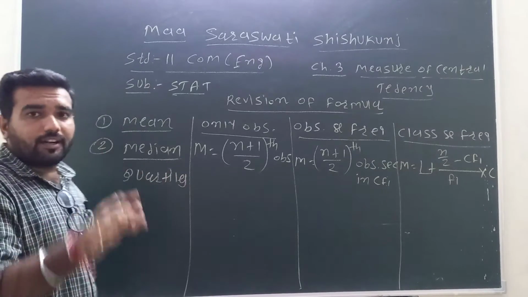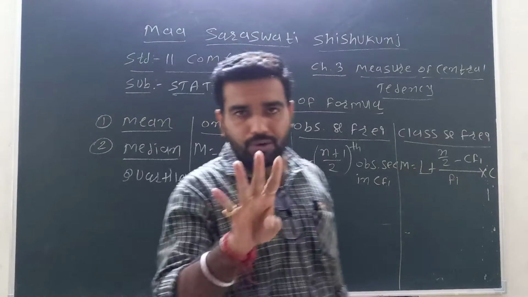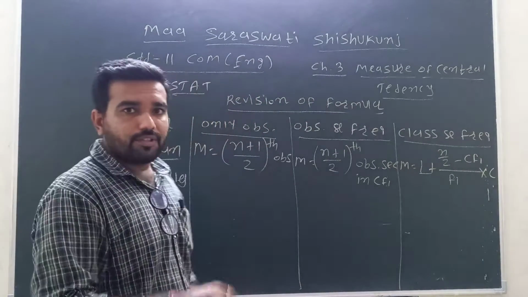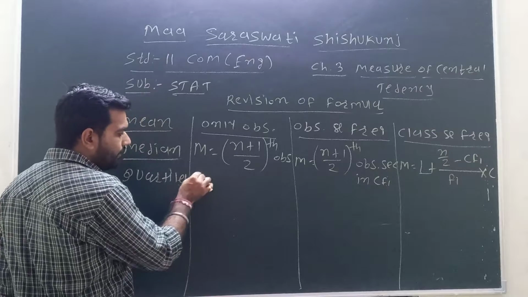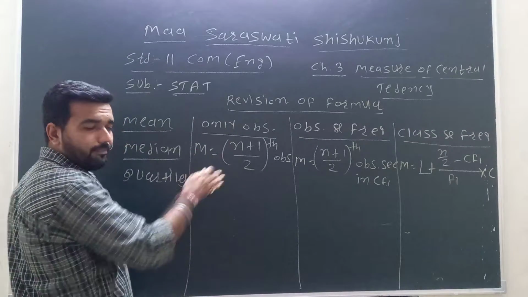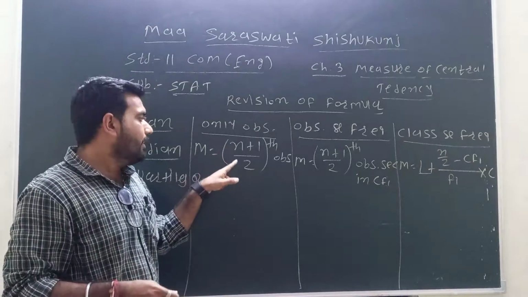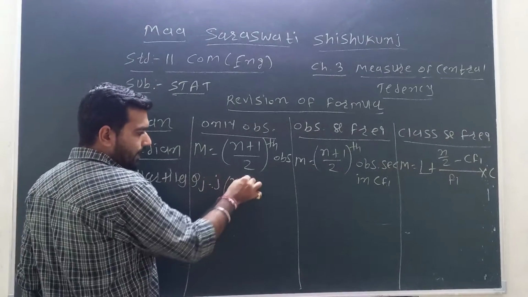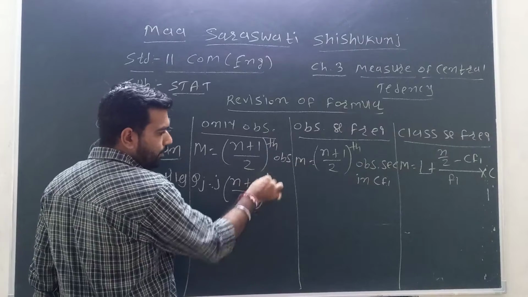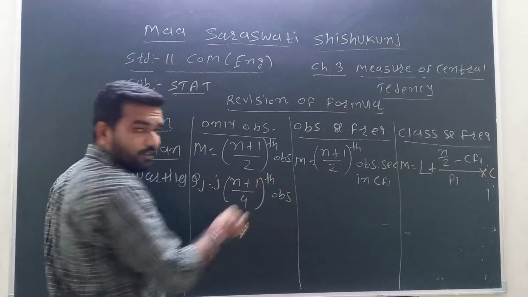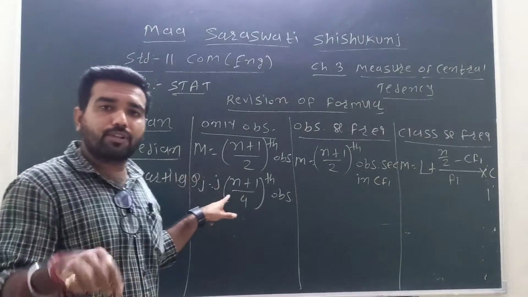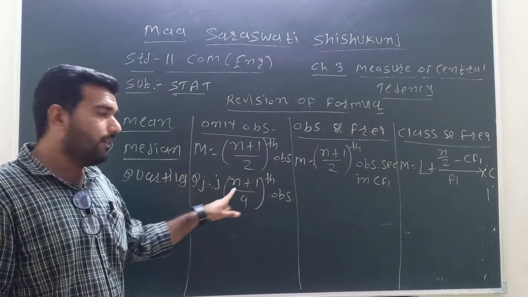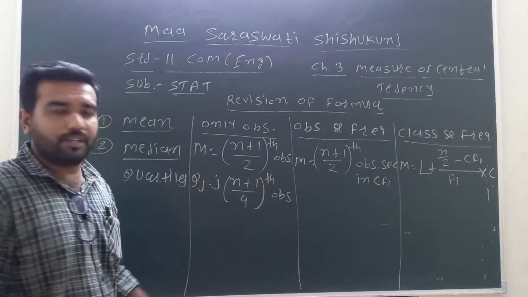Okay, quartiles. The quartiles are denoted by dividing into 4 parts, and they are Q1, Q2 and Q3. The formula for Qj with only observations is the same as for median, but here we divide by 4. Qj is equal to the j in bracket (n plus 1) divided by 4th observation. Suppose Q1, so j is equal to 1; for Q3, j is equal to 3, so 3 in bracket (n plus 1) by 4th observation.